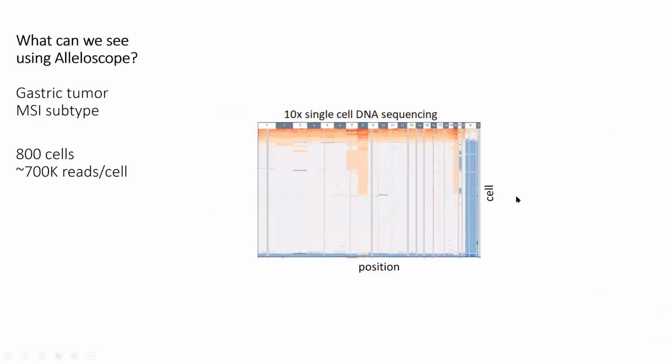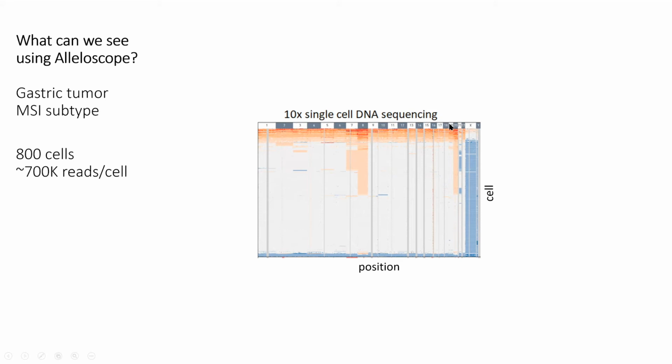Okay, so let's look at this gastric tumor example. What you see here is what we get out of the 10x software. 10x is a company that does single cell DNA sequencing, and they have a software called Cell Ranger that gives you this plot. It shows, against genome position, the cells as rows and the genome positions as columns. You see an orange bar if there's a copy number gain there, and a blue bar if there's a deletion.